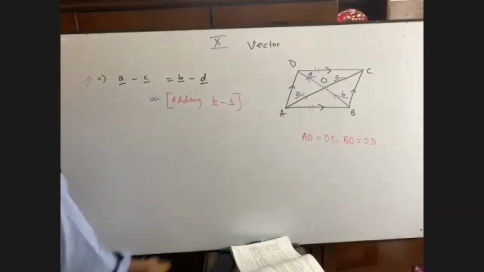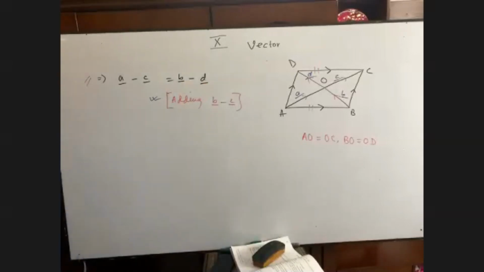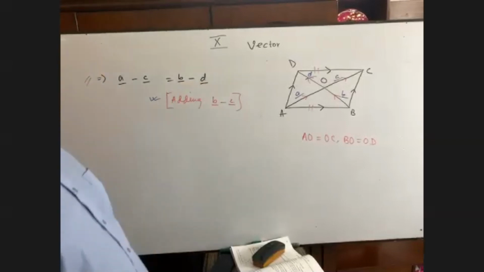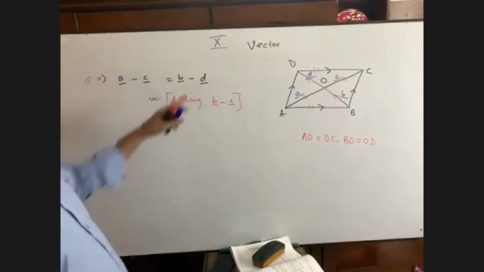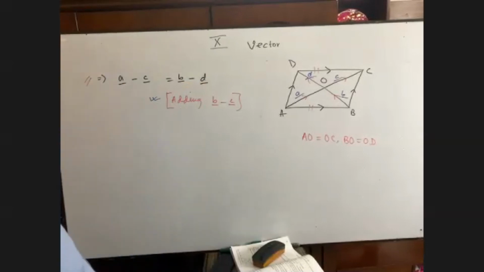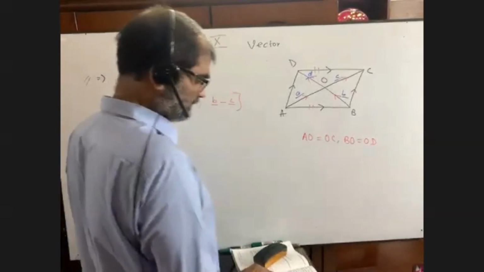Now, what about A minus C and B minus D? What is A? A is AO. What is C? C is OC. What is B? B is BO. What is D? D is OD. Is it or not? Now, can you please go through the question? What is written?